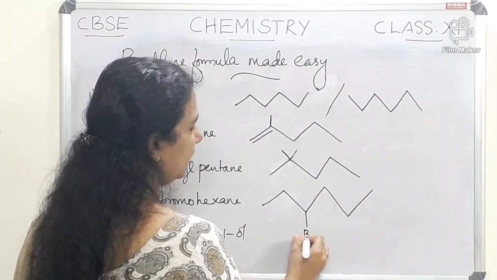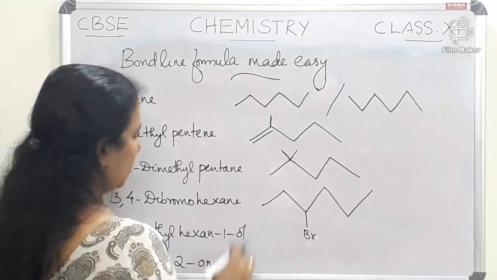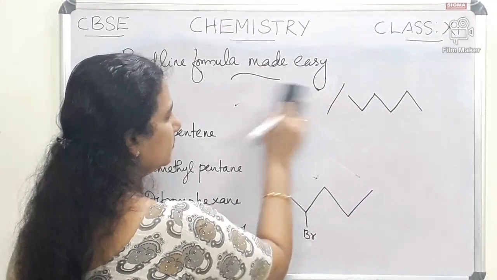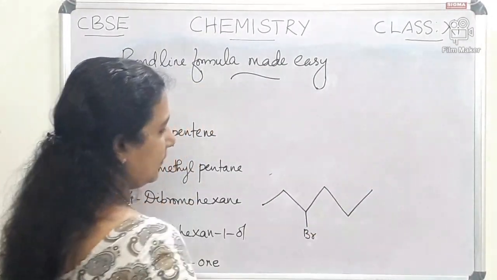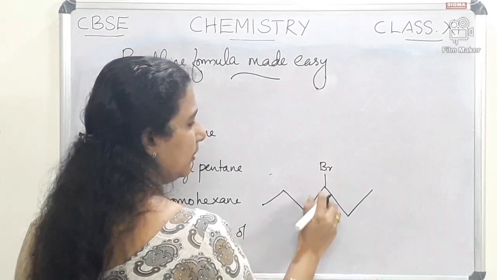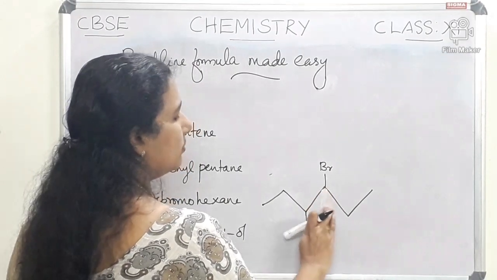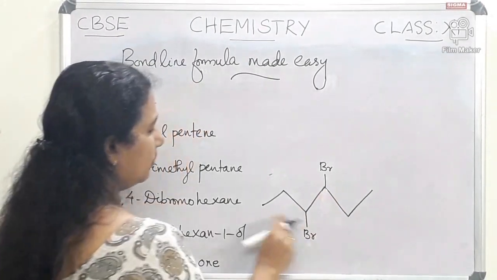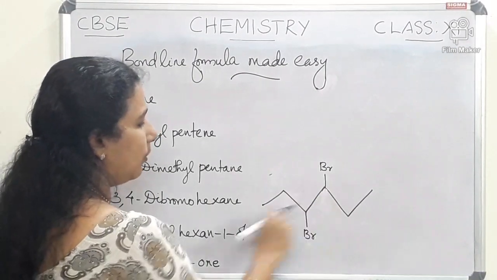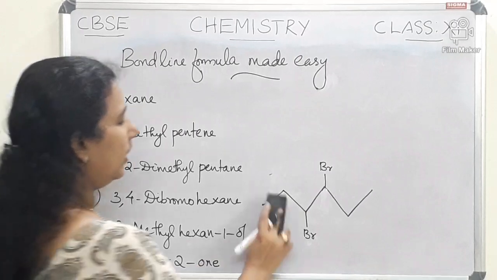We can draw a bromine here. Since it is a heteroatom, we have to write bromine. And the fourth position also has a bromine atom, and we have to draw bromine here. So it should be like this, not here. It should not be like this. It should be in this way in order to maintain maximum distance. So this is the third position, this is the fourth position. So this is 3,4-dibromohexane.